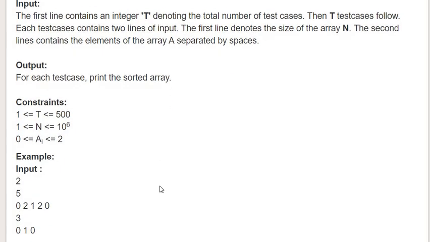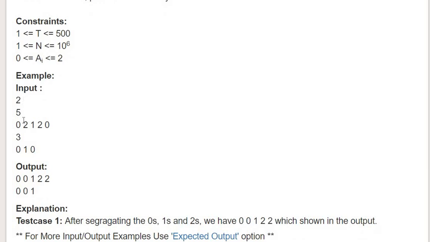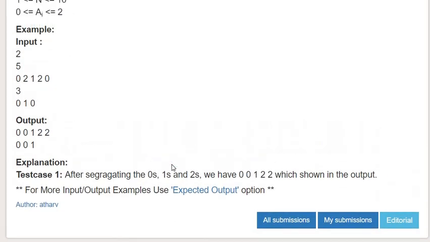Constraints are very important. They make us think about the time complexity and space complexity of a problem. The number of test cases can be from 1 to 500, and n can be from 1 to 10 to the power 6. From this we can figure out that we have to solve this in order of n complexity. That's the sample input and output. Okay, let's code.